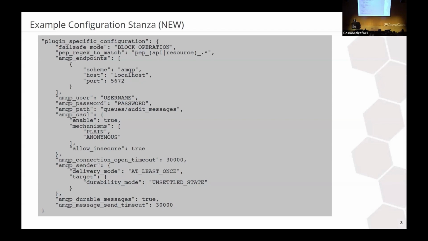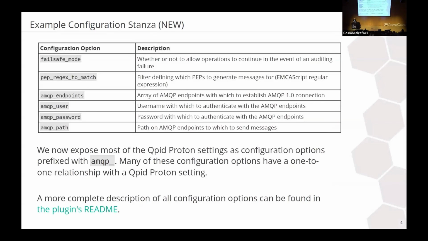There's even more if you want to see in the plugin's README, which I have a link down there if you want to download the slides later. But here are the big ones. Fail-safe mode is the fail-safe mode that I talked about during the technology update. It's whether or not you want operations to continue in the event of an auditing failure. Again, PEP regex to match hasn't changed.